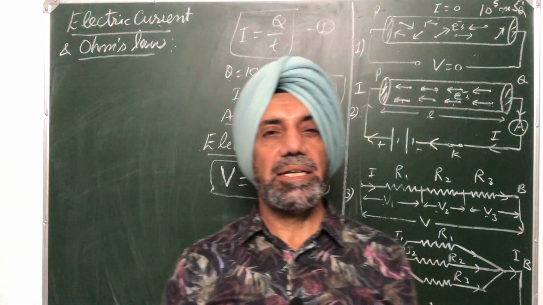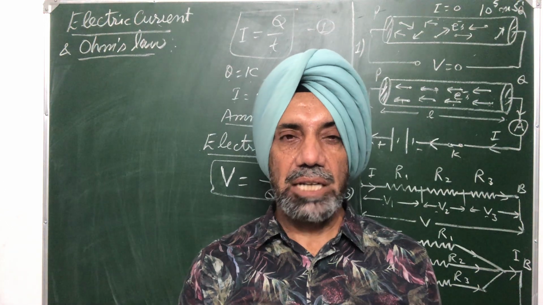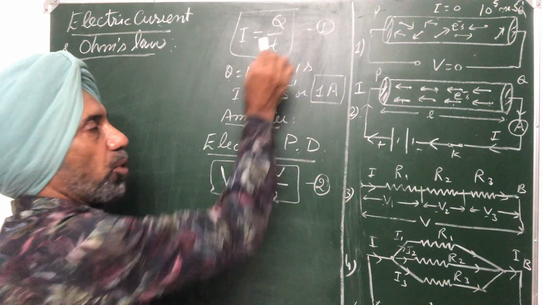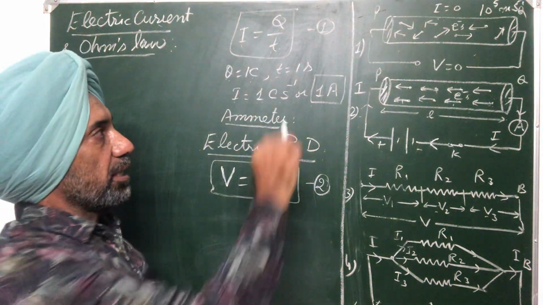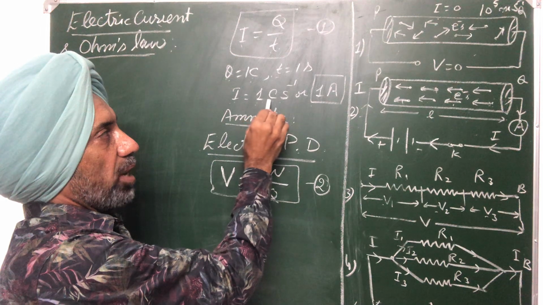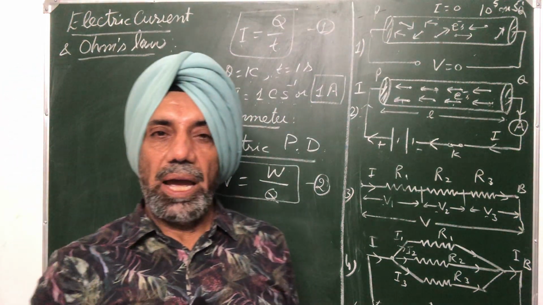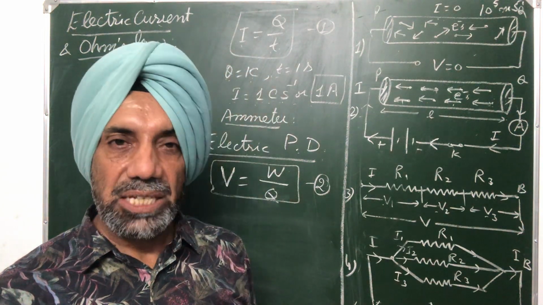So electric current is defined as the rate of flow of charge, that is charge flowing per second, and is given by I is equal to Q upon T. If Q is equal to 1 coulomb, T is equal to 1 second, then I is equal to 1 coulomb per second or 1 ampere. So ampere is the unit of electric current in SI system.